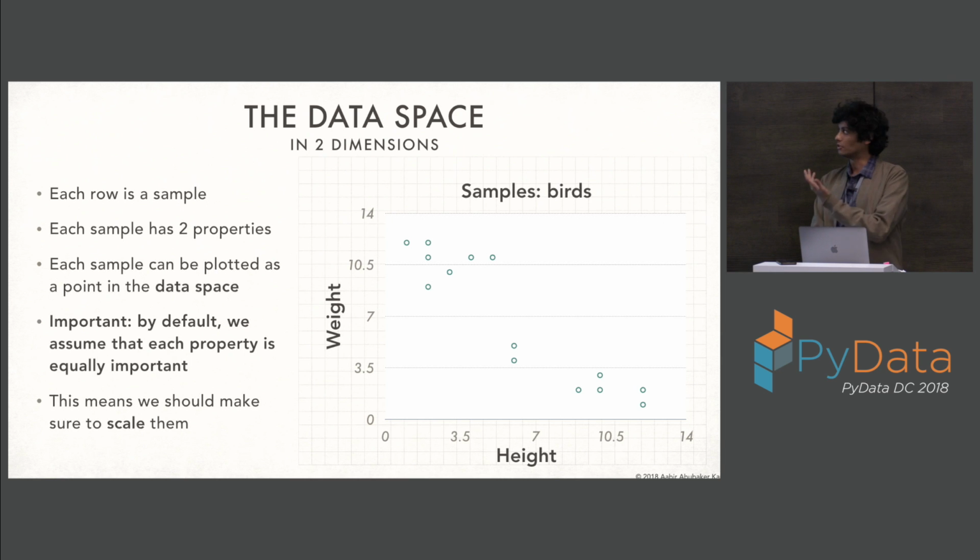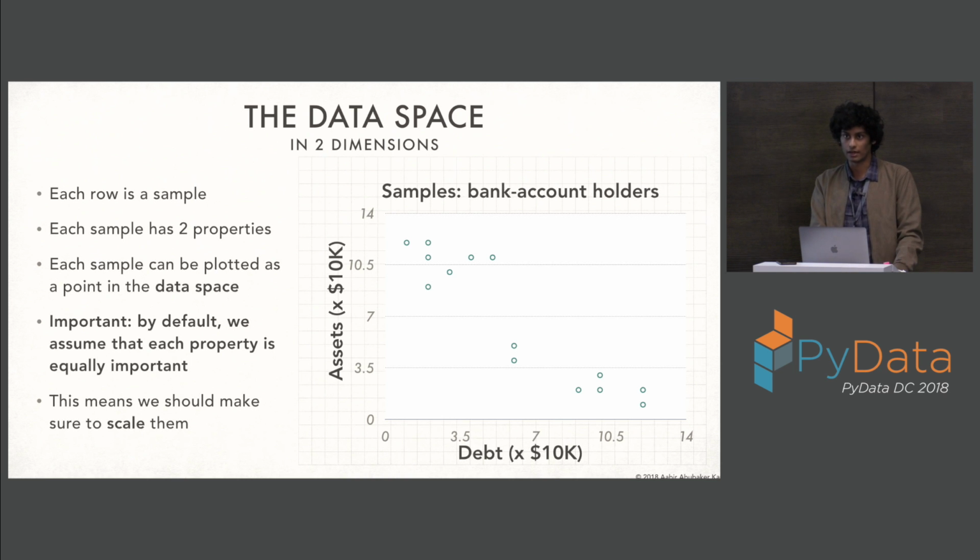Again, here I've shown birds and their weights and heights, and you could have a variety of different properties that you're looking at. Capital One might care a lot about this.